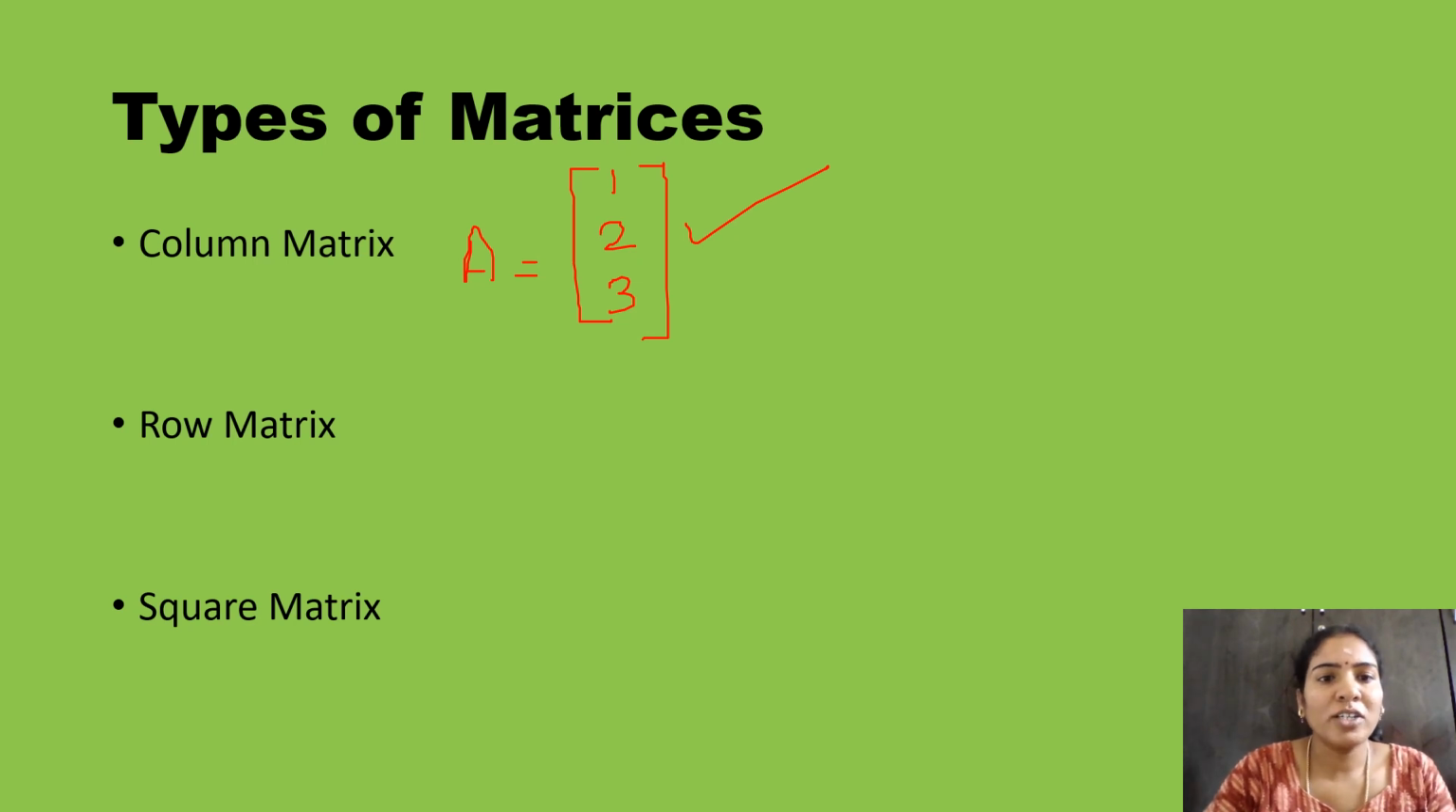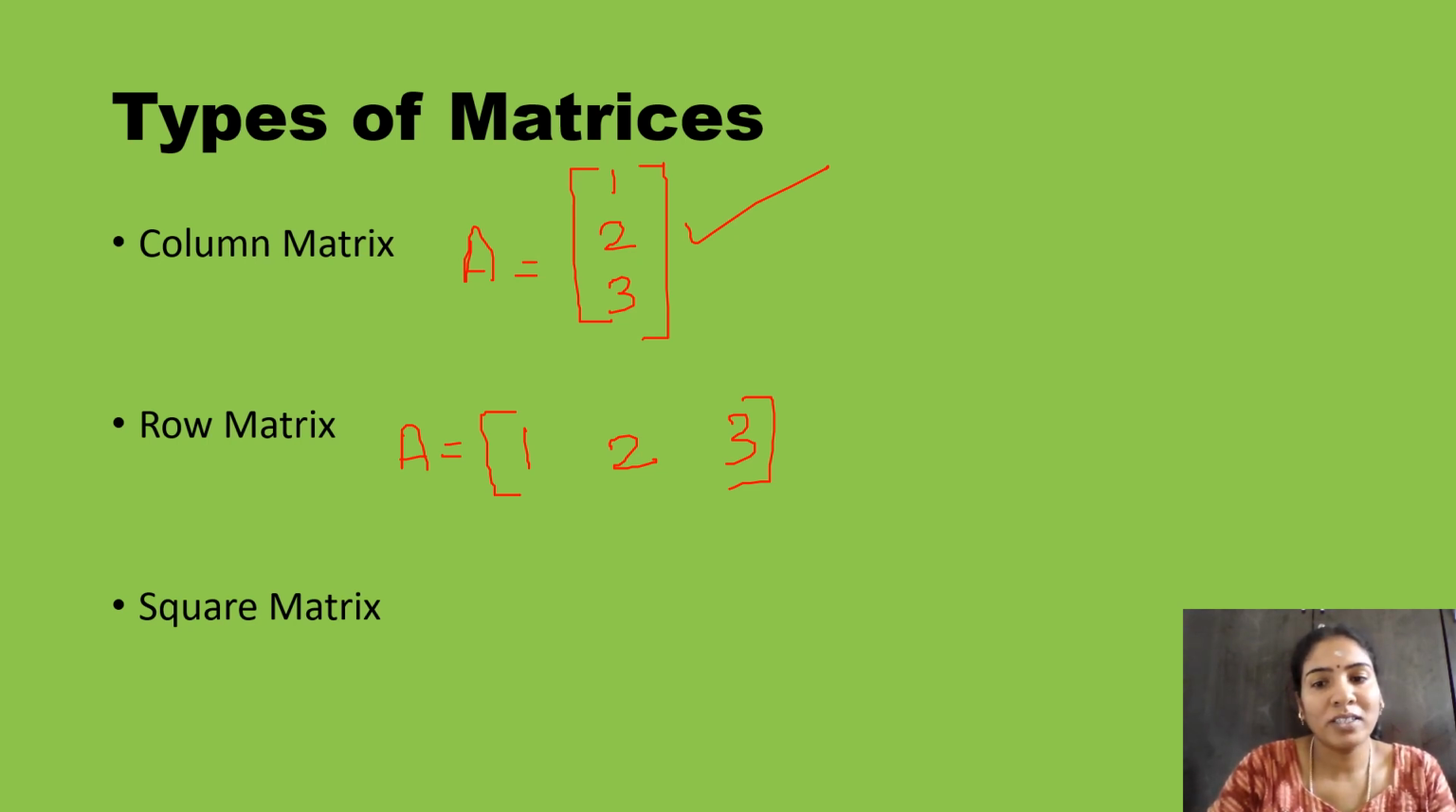The next one is the row matrix. Any matrix which has only one row, irrespective of its columns, I can say it's a row matrix. See, this matrix has only one row but 3 columns. So this is the row matrix. The next one is a square matrix.